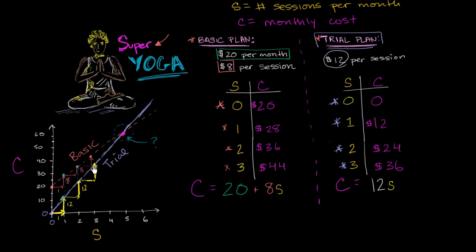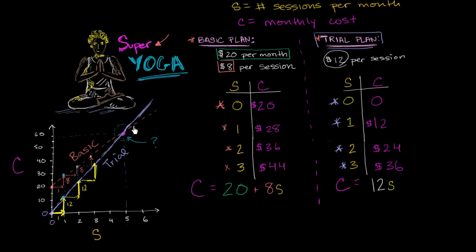Three sessions, still, the basic plan is above the trial plan, but they're getting closer and closer together, all the way until you get to this point right over here. This point is essentially the number of sessions, and if I just eyeball it, it looks like 5 sessions, but we'll confirm that later in this video. It looks like the number of sessions at which, regardless of which plan we choose, the cost is the same. And it looks like that cost is right around $60. But once again, we will confirm that.